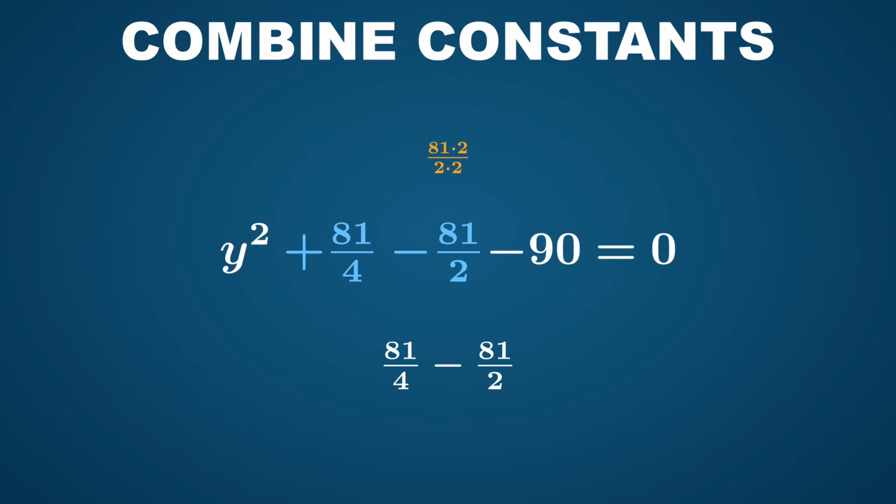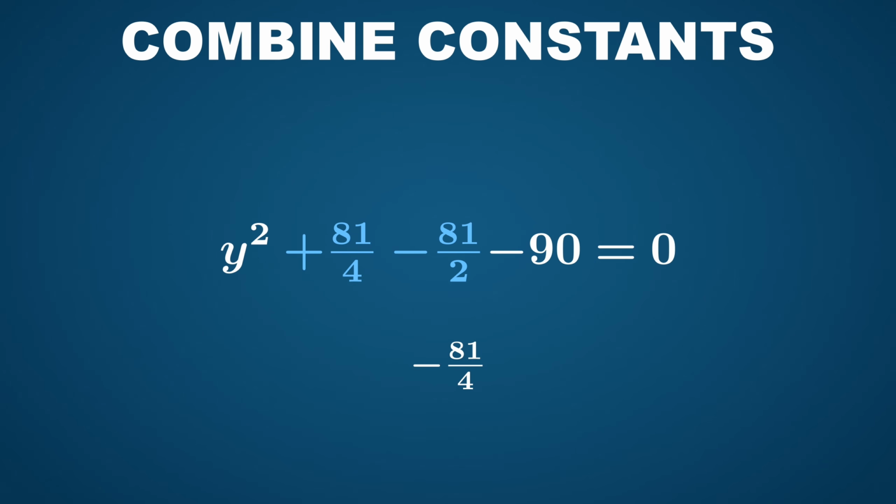We can simply multiply the top and bottom of the second fraction by 2. 81 times 2 is 162 for the new top numerator. 2 times 2 is exactly 4 for the new bottom common denominator. So we have 81 fourths minus 162 fourths right now. 81 minus 162 is exactly negative 81.